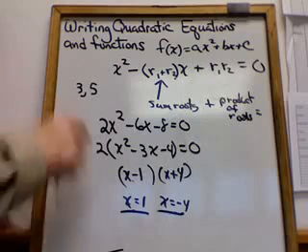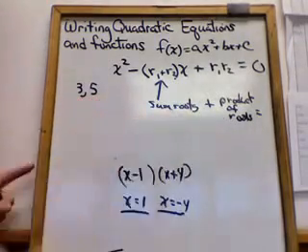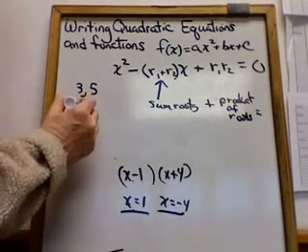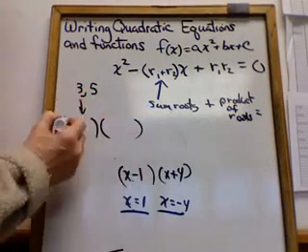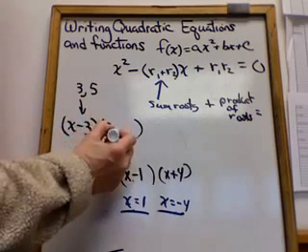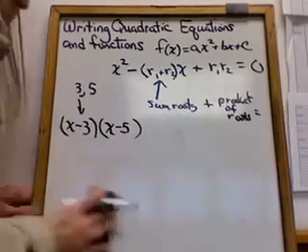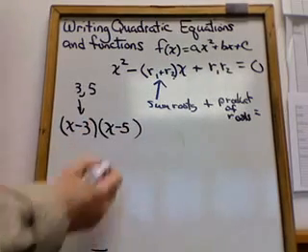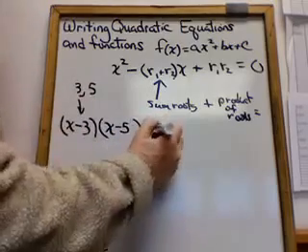What equation would be for these two? Well, the first step would be to write them in their factored form. If the answer is 3, what would I have had here? X minus 3. What would I have had here? X minus 5. Now, I can multiply that out and get a quadratic equation that has that as an answer.